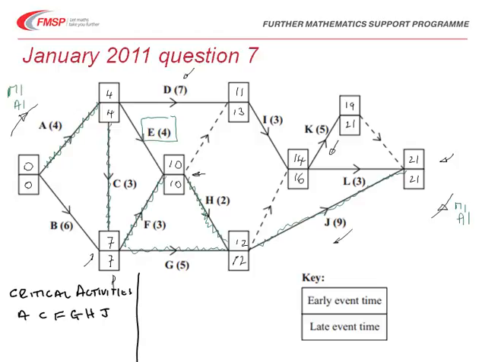We're asked to calculate the float on K. The float time on K: it can start at 14. It has a length of 5, which takes us to 19, but we can finish as late as 21. So we've got 21 minus the 14, the late time minus the early time of the event before, and then minus the duration 5, gives us a total of 2 as the float, and that was in days.